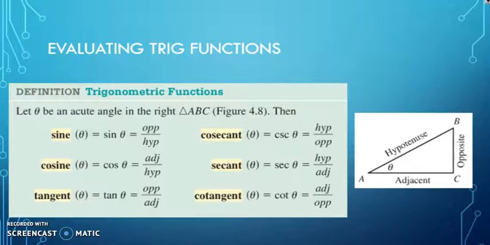You should already have these rules copied down in your notes, but we're still going to be referring to them frequently, so make sure you have them handy. The most important thing out of this is the sine equals opposite over hypotenuse, cosine is adjacent over hypotenuse, and tangent is opposite over adjacent. And then don't forget that the reciprocal functions, you just take those same side values and you flip them upside down.